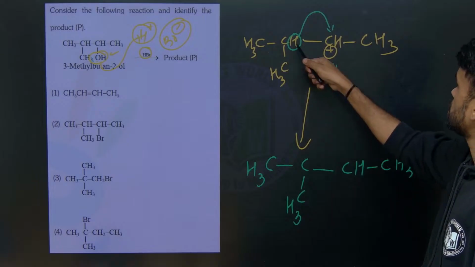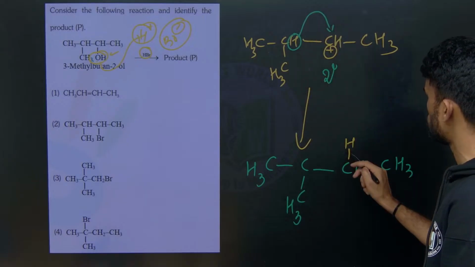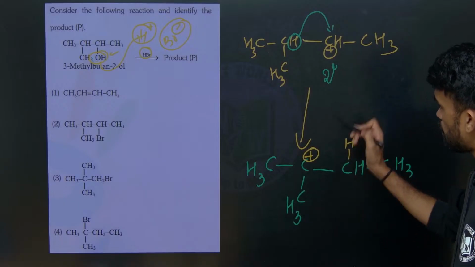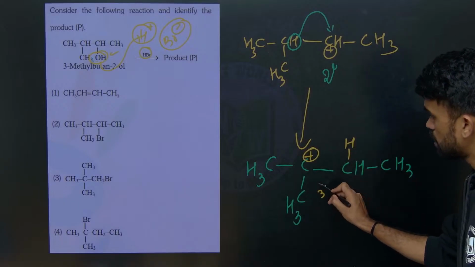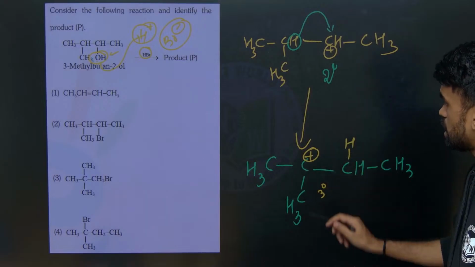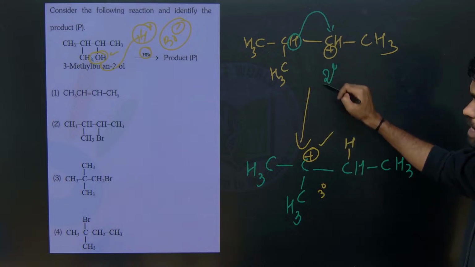CH3. This hydrogen is transferred from here to here and we are getting a positive charge on this carbon. So why is it happening like this? Because this carbocation is a tertiary carbocation. If it is a tertiary carbocation, that will be more stable than this secondary, right?